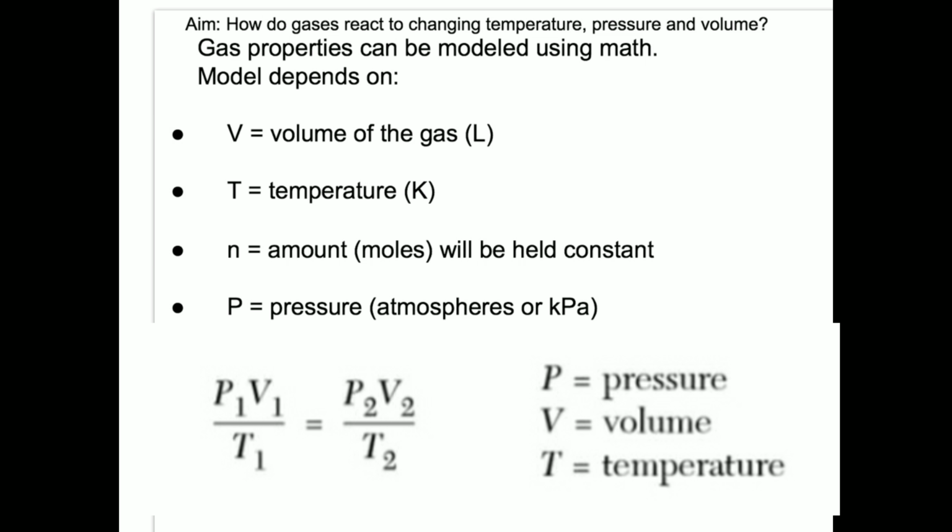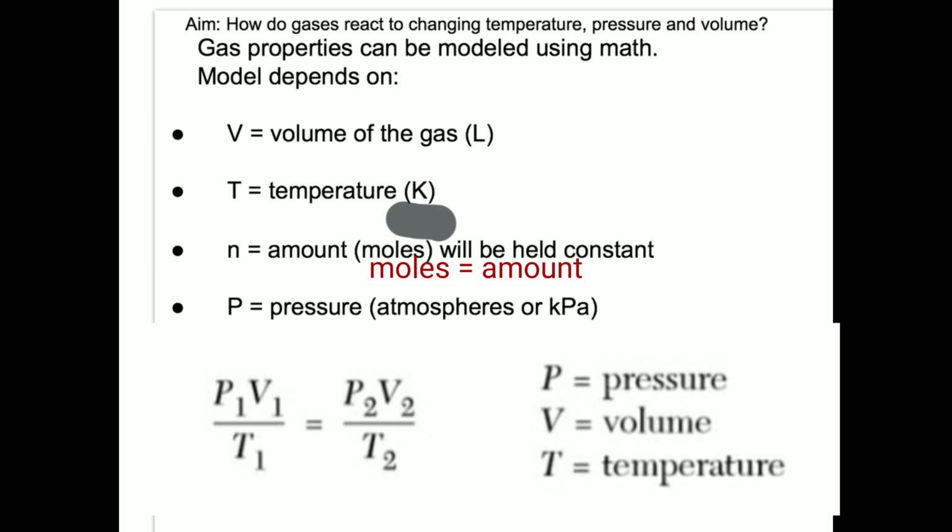To use the combined gas law, we must recognize that models of gas are dependent on volume, which is measured in either liters or milliliters, temperature, which must always be in Kelvin, the number of moles of a gas, which will be held constant in all of these examples. So we're going to be discussing the behavior of gases in sealed containers where no gas can enter or exit, like your bicycle tire, a basketball, or a syringe filled with gas.